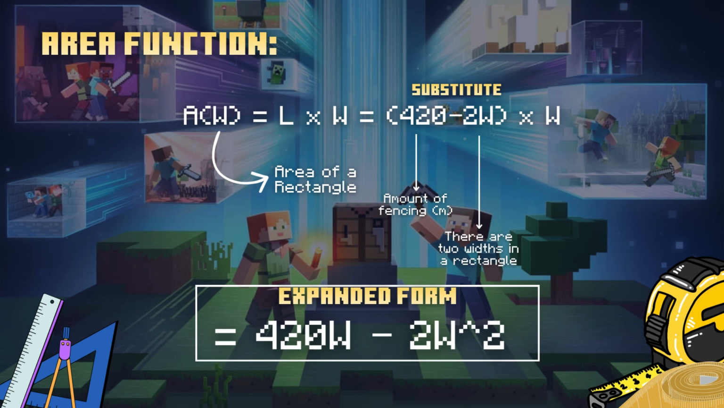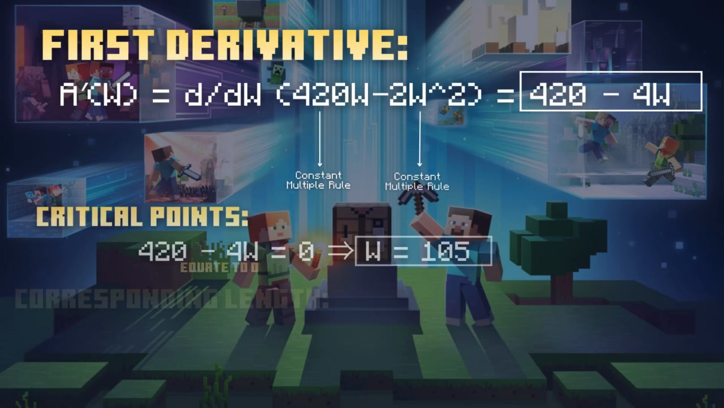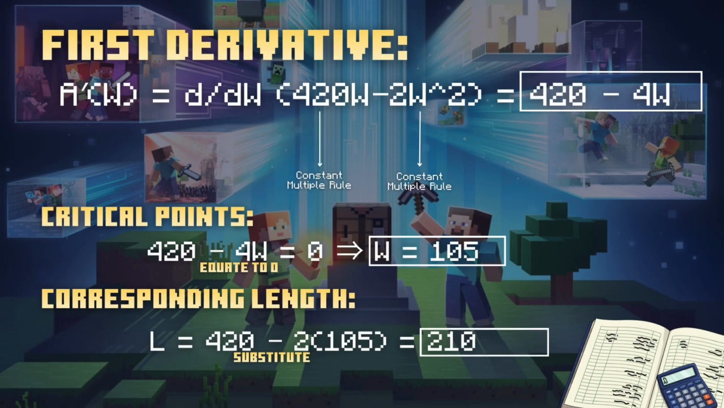Next, we have to optimize for our area. The area for a rectangle is length times width. Our length earlier is 420 minus 2W, so we only have to multiply that by W. And we have to expand this for our equation. So 420 times W is 420W, minus 2W times W, which is basically 2W squared. Since now we have our expanded form, we will now find our first derivative.